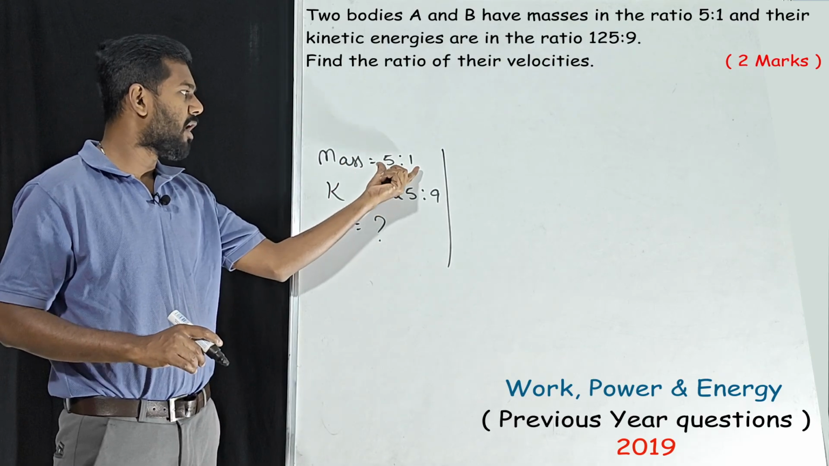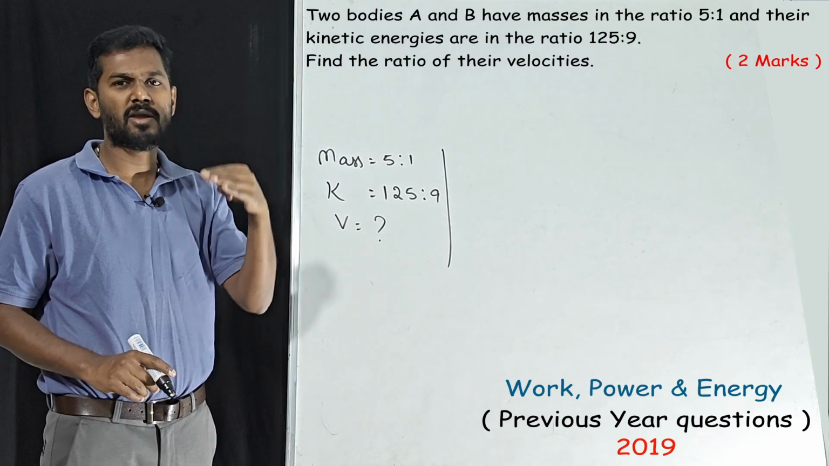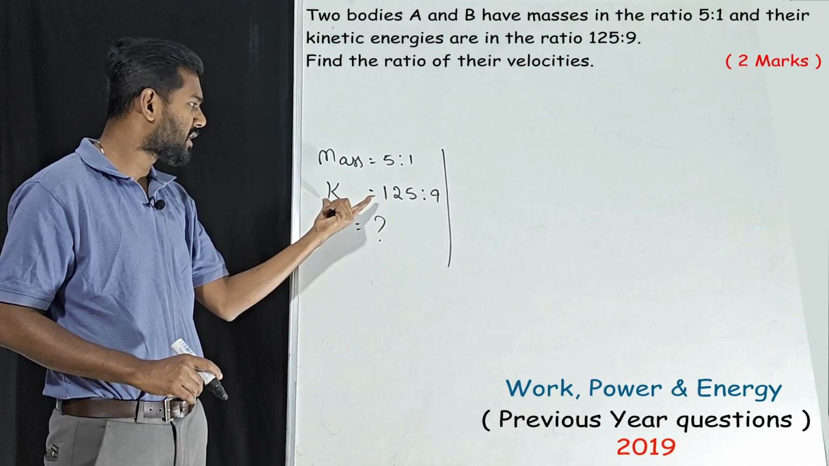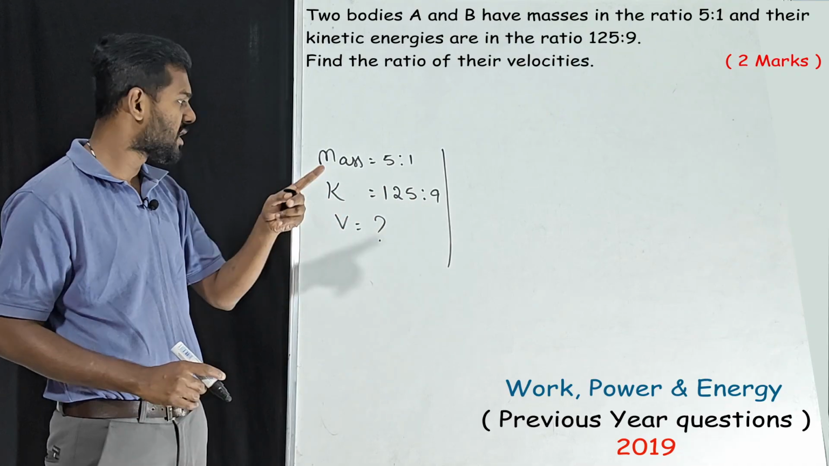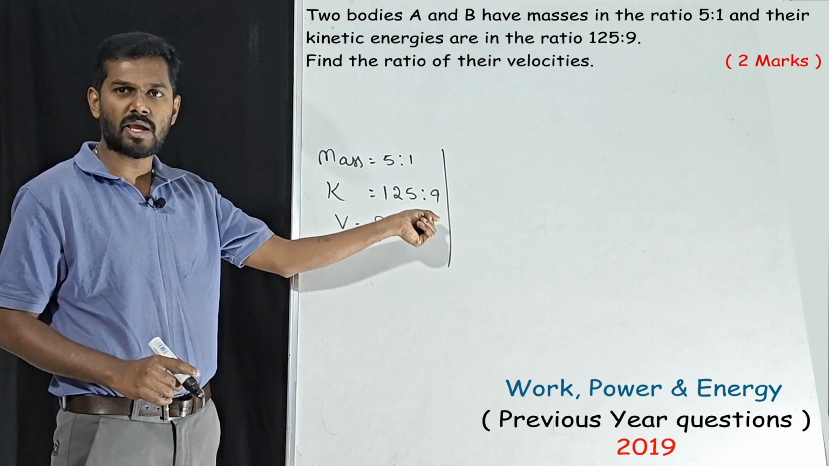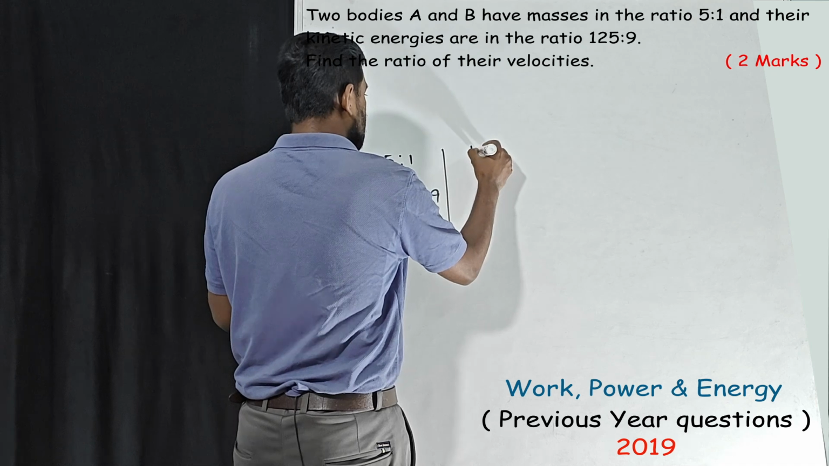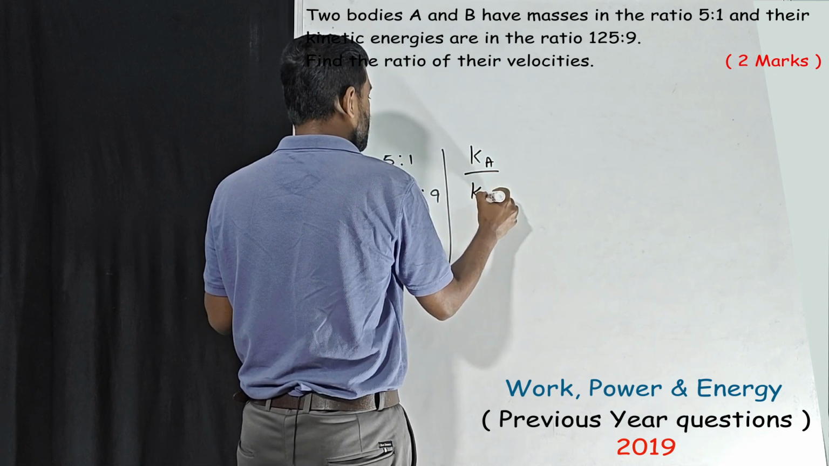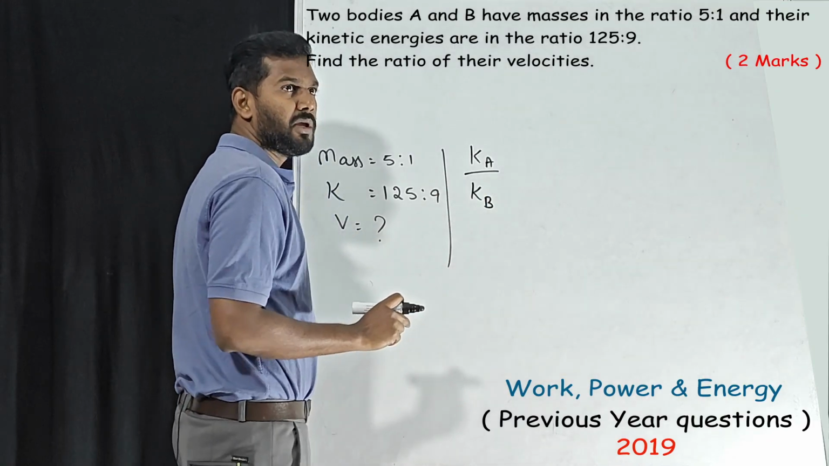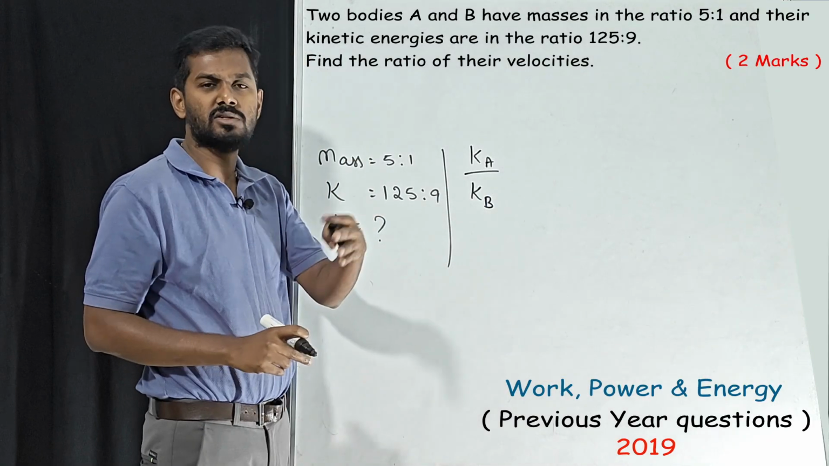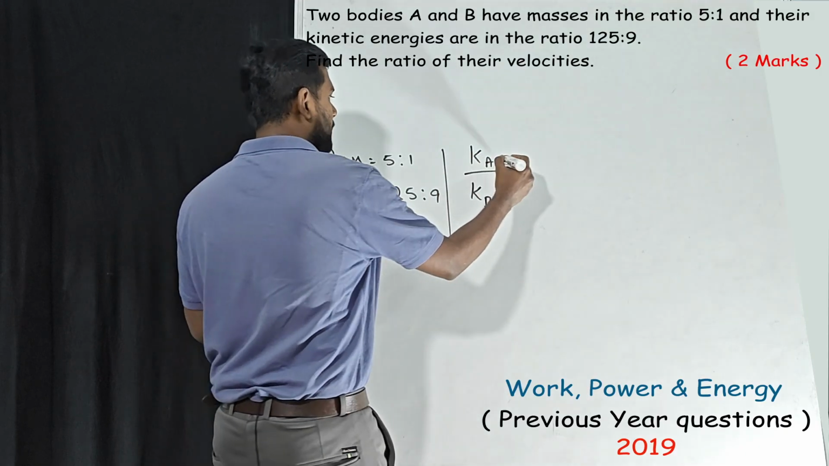So can I write this ratio in the form of a fraction, like 5:1 as 5/1? Correct. In the same way, the kinetic energy ratio is 125:9. That means there are two kinetic energies, and their ratio is 125:9, that means 125 divided by 9. We'll write it as kinetic energy A and kinetic energy B, for the two bodies A and B.